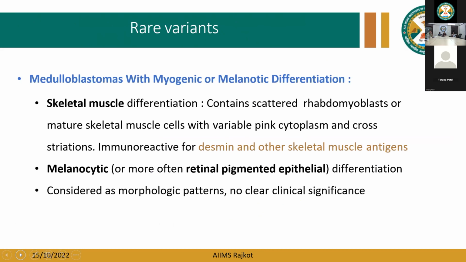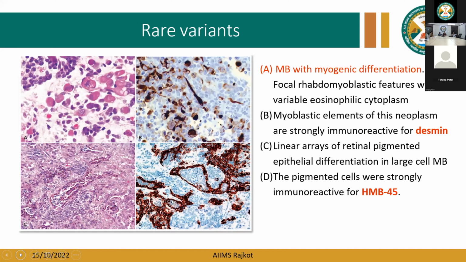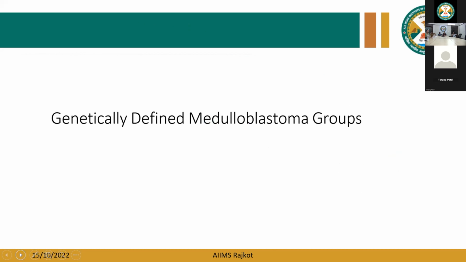Then the rare variants are myogenic and melanocytic differentiation. In the skeletal muscle differentiation, they will be positive for desmin or other skeletal muscle antigens. And melanotic, or often retinal pigment epithelial, differentiation can also be seen. These are just morphological patterns with no clear clinical significance. As you can see, there is the myogenic differentiation positive for desmin, whereas the retinal pigment epithelial differentiation you can see in the C picture, and it will be HMB45 positive.